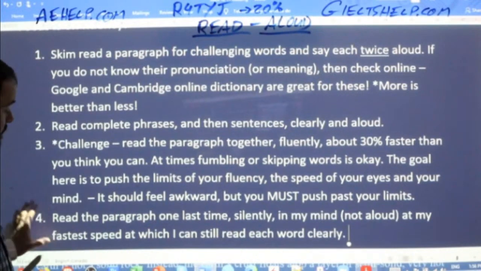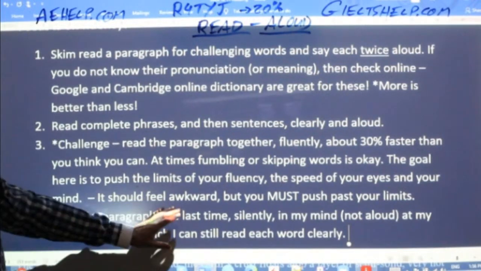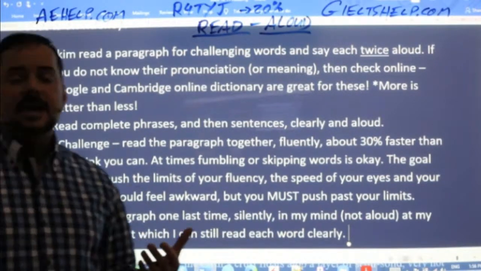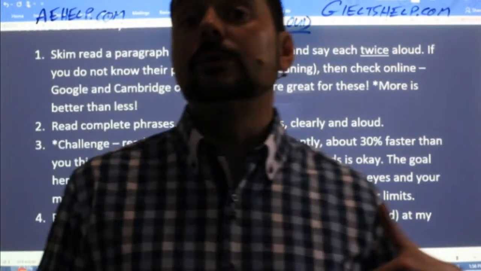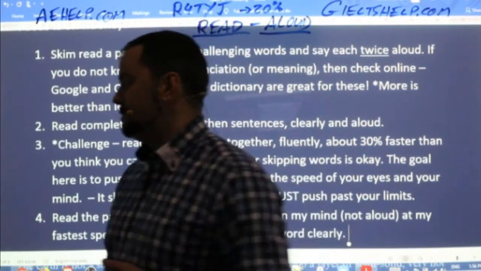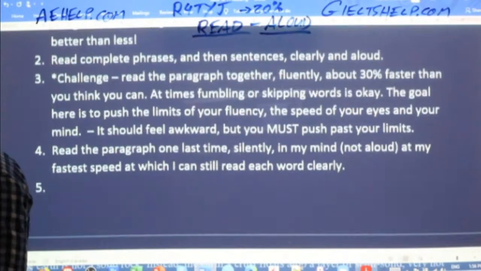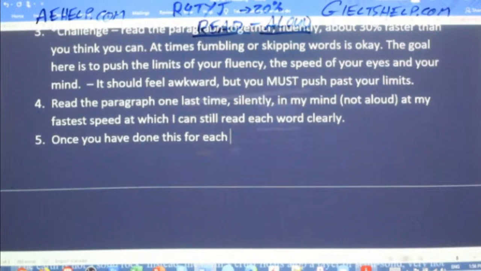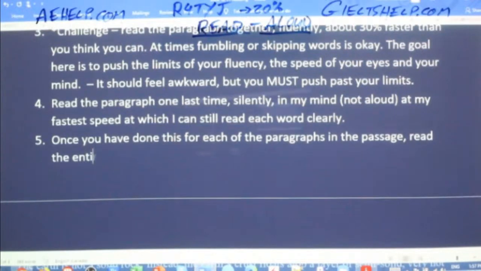And then step number 4 is mentally read, or silently read, the paragraph again and go through it. Now, to really build your fluency, I'll add one last step. It's kind of an interesting one, but it's well worth it, okay? It's worth doing this step. So once you have done this for each of the paragraphs in the passage, read the entire passage again at your maximum speed. Okay?